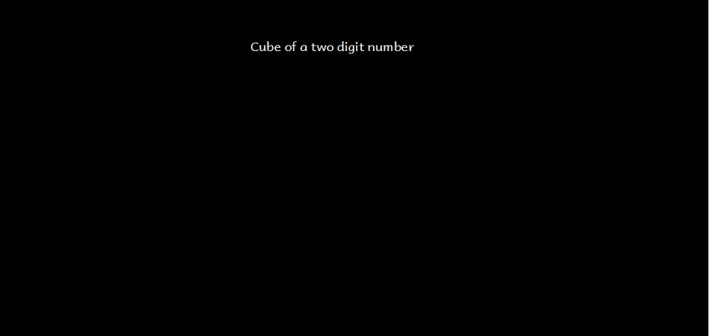Hello everyone. Today we are going to learn a new method to calculate the cube of a two-digit number. We are going to use the expansion of the sum of two digits, a plus b whole cube. We expand this as a cube, 3a square b, 3ab square, and b cube, and we are going to use the same thing for today's calculation.